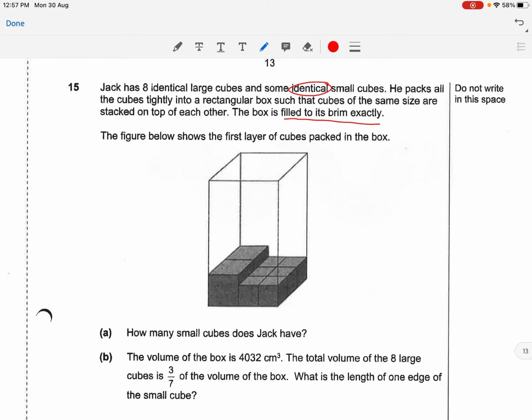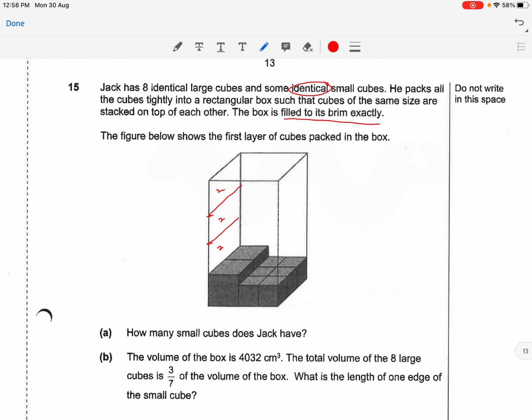So the first layer is like this. But you do know that you have 8, there are 6 more. So you are going to split this like this, and you know that there's going to be 4 layers, 4 levels like that, and there's going to be 2 cubes here, 2 cubes here, 2 cubes here. But the only thing that you find very difficult to understand is how do you actually find the height of this figure.